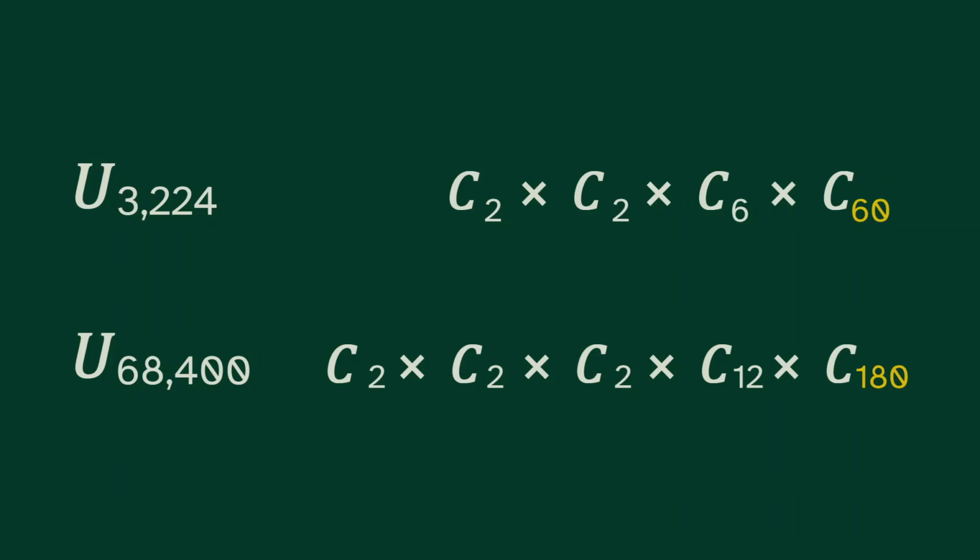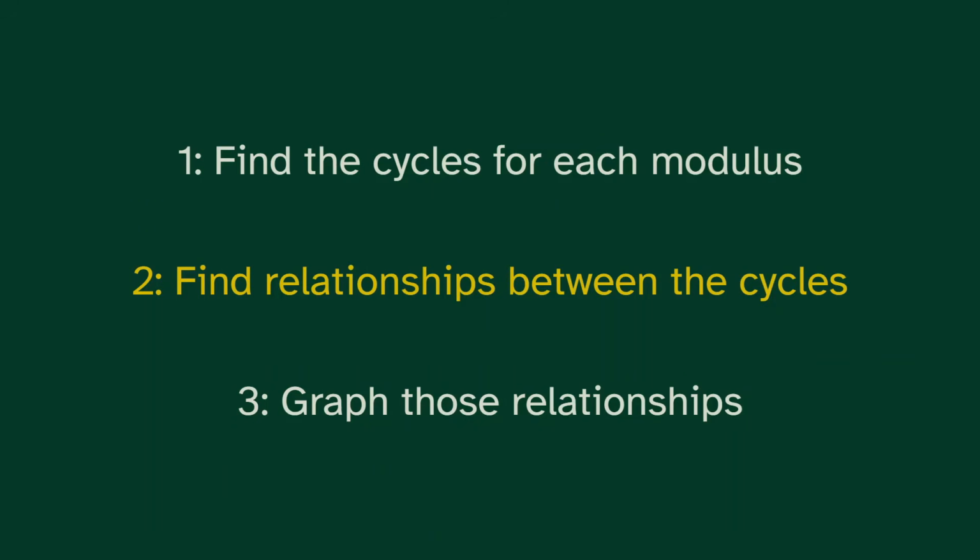We see that 60 divides 180, so we can embed a 60 cycle within that 180 cycle. Similarly, 6 divides 12, 2 divides 2, 2 divides 2, and we can kind of just ignore this 2 cycle. And so each of the cycles above are contained within some cycle below, so the group of units above is a subgroup of that below. And this test will work in general to find if something is a subgroup or not. So that completes number 2. We now have a way to find relationships between the cycles.